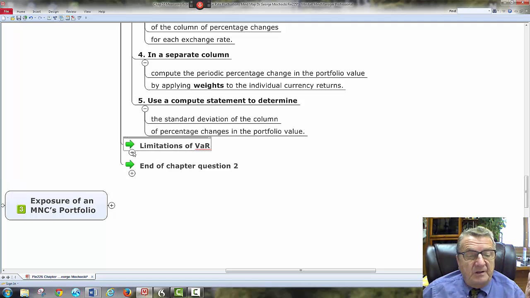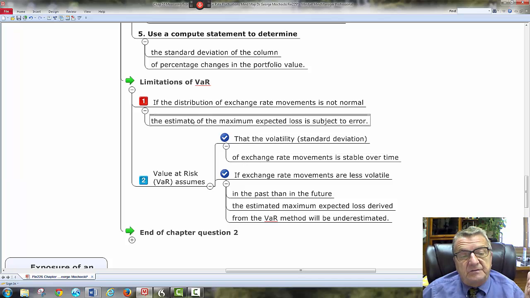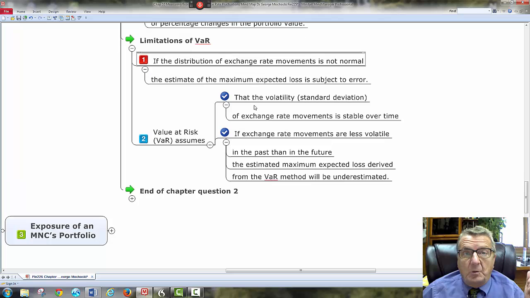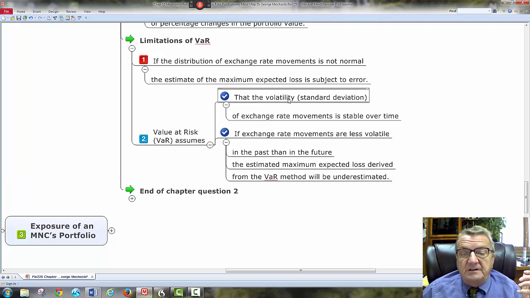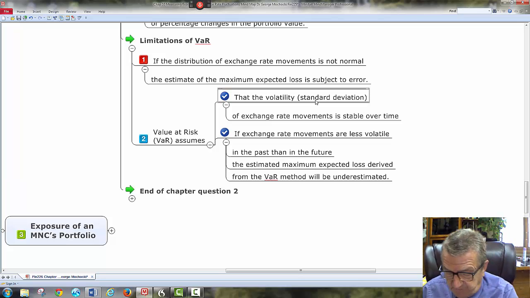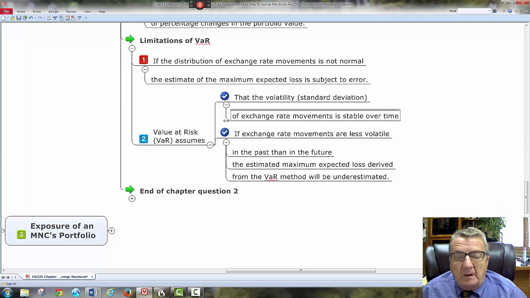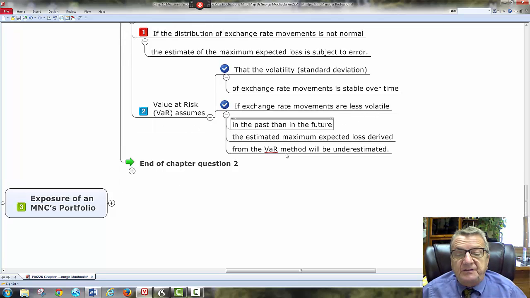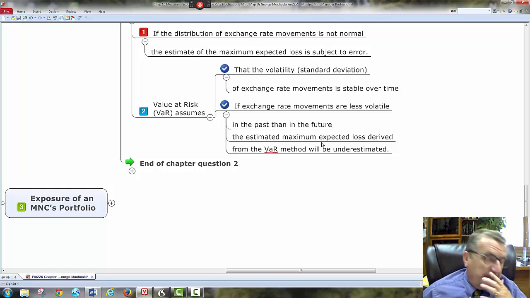Now here are some limitations of value at risk. One limitation of VAR is that the distribution of the exchange rate movement is not normal. The estimated maximum expected loss is subject to error. VAR assumes the validity of the standard deviation. If the exchange rate moves are less volatile in the past than in the future, the expected loss derived from the VAR, or value at risk, method will be underestimated. So there are your errors.